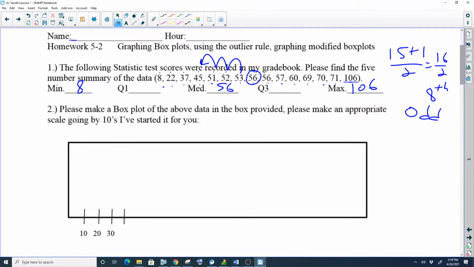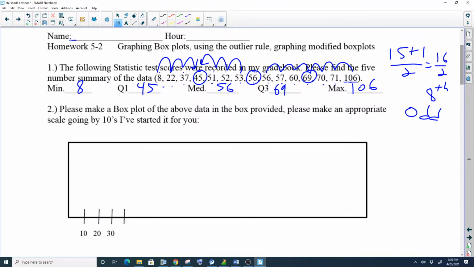So that was 1, 2, 3, and this from the minimum is 1, 2, 3. So that's why that one is definitely our Q1. And our Q3 is 1, 2, 3, and 1, 2, 3, 69. So there's our 5-number summary.